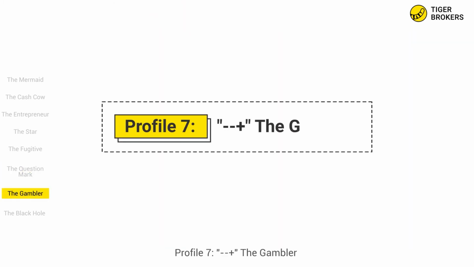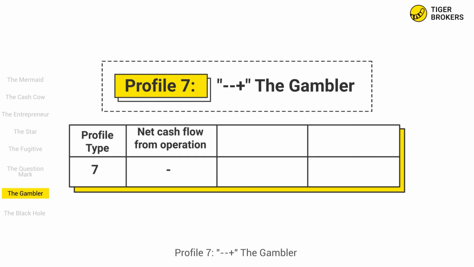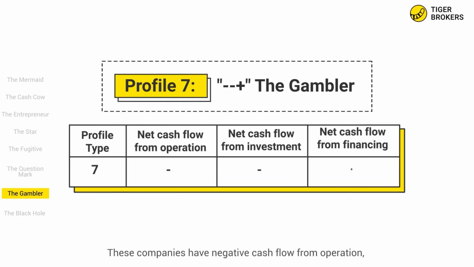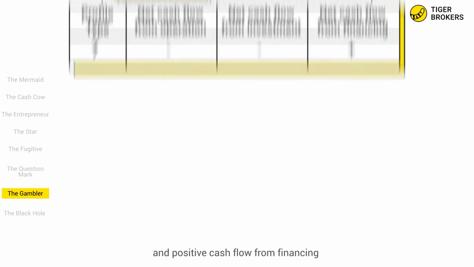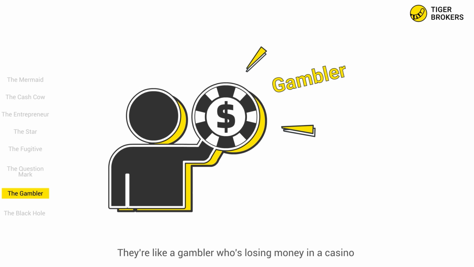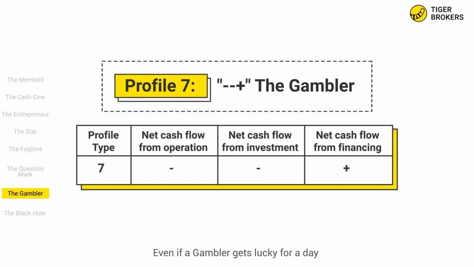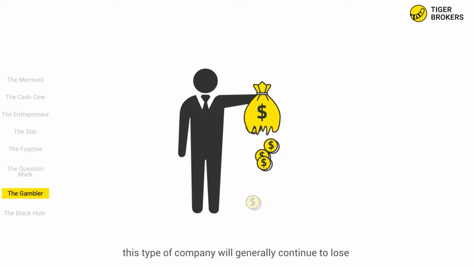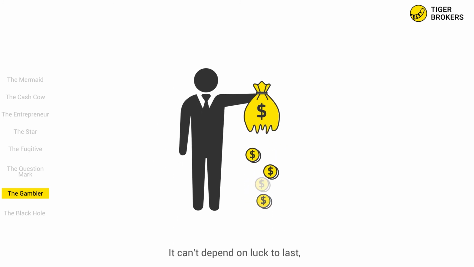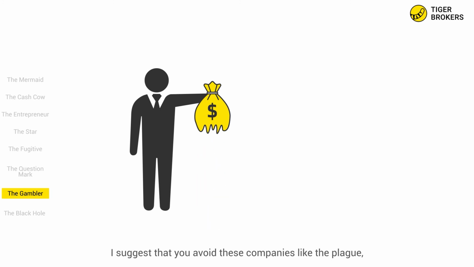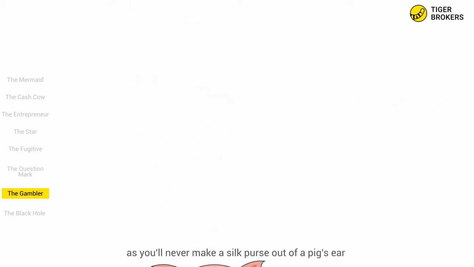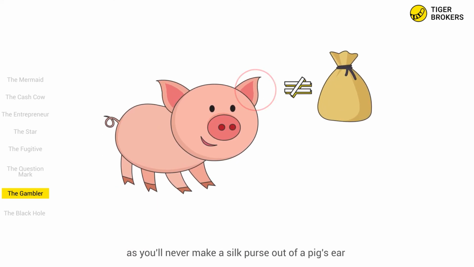Profile 7. Double negative, one positive. The Gambler. These companies have negative cash flow from operation, negative cash flow from investment, and positive cash flow from financing. They're like a gambler who is losing money in a casino but keeps borrowing money from people to continue gambling. Even if a gambler gets lucky for a day and generates positive cash flow from investment, this type of company would generally continue to lose. It can depend on luck to last, and it's certainly not the basis for an investment strategy. I suggest you avoid these companies like the plague, as you'll never make a silk purse out of a pig's ear.